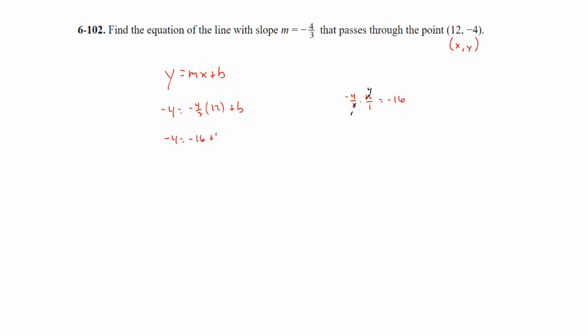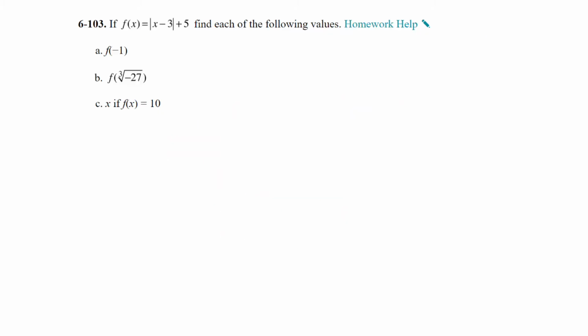So this is negative 16 plus b. Add 16 to the other side, and we get 12 is equal to b. So our equation is y equals the slope of negative 4/3 times x plus 12. And so there's the equation with the slope of negative 4/3 and goes to the point 12, negative 4.